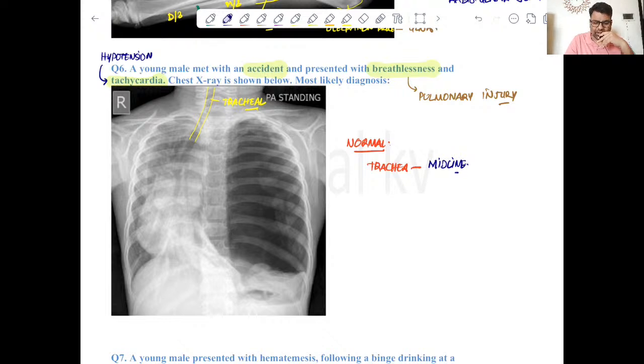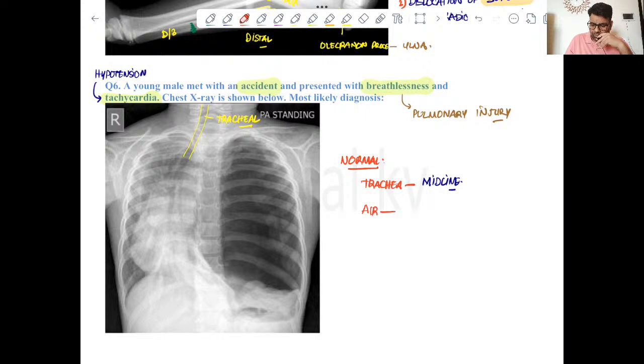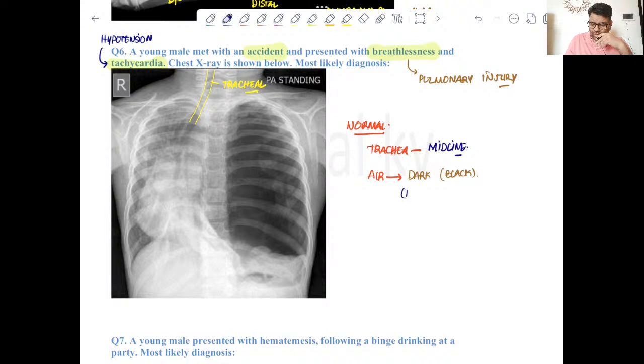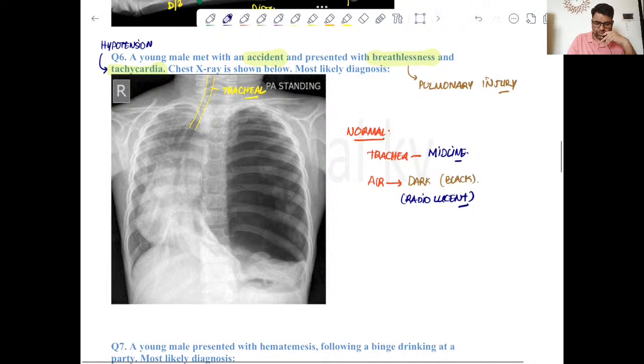Now how can we say that it is trachea and nothing else? Because air will always create a dark, or you can say black shadow on X-ray. Remember this, right? So air will always appear blacker, and in radiological terms we call it radiolucent. So again you can see here, this is all black. So this is all air in the atmosphere outside the human body. So this is how you can say that this is air.